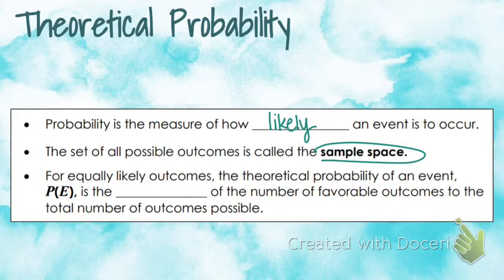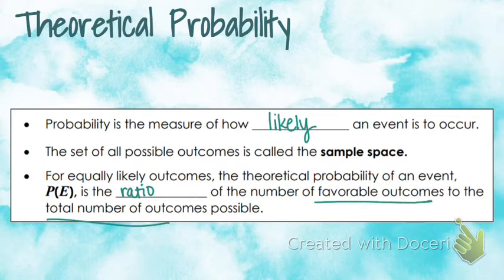Then for equally likely outcomes, the theoretical probability of an event is the ratio of the number of favorable outcomes to the total number of outcomes. So, if there are 4 red marbles out of 10 and I want to know the likelihood of pulling a red marble out, favorable outcomes is the 4 red marbles, the total number is the 10 total marbles. So it would be a 4-to-10 ratio, which would reduce, but we don't care about that right now.